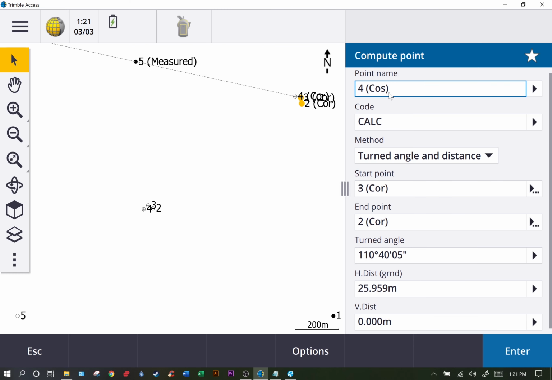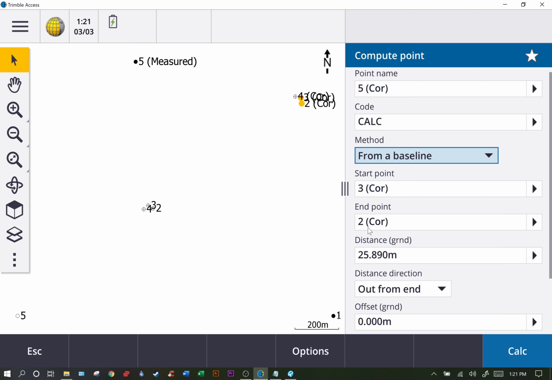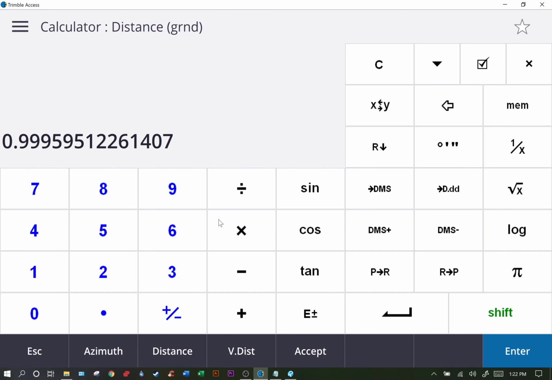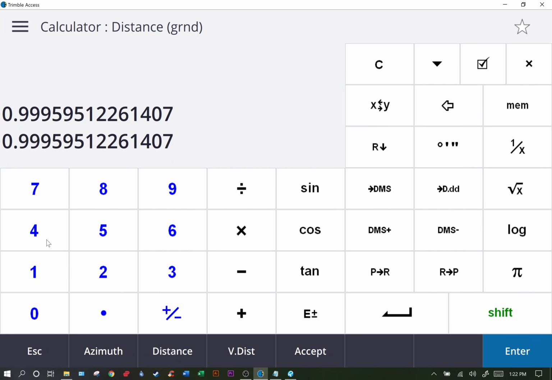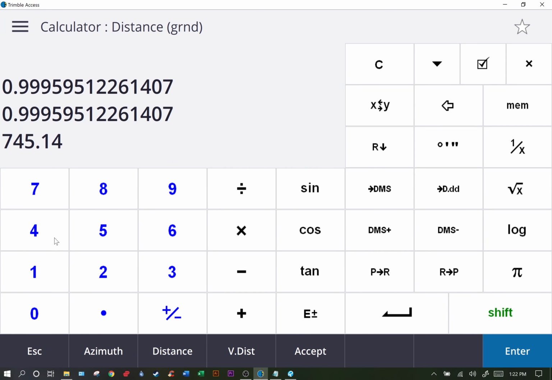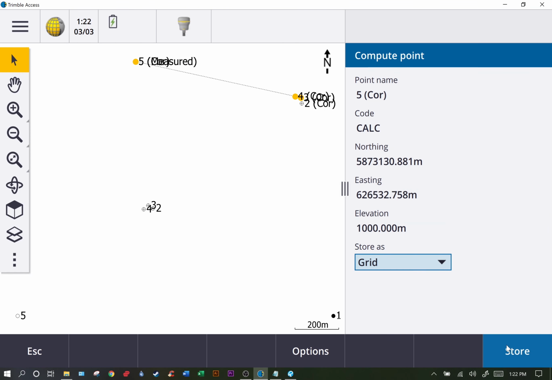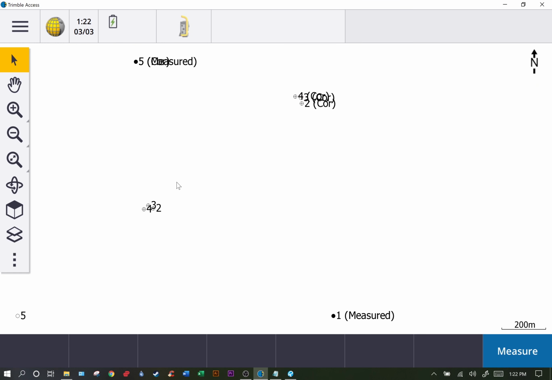So there's 0.4. Next, 0.5, we're going to call it 0.5 corrected. I'm just going to do it from a baseline again, because I think it's easier. 3 to 4, and the distance for that leg is 745.14. Multiply the 2 and accept. Perfect. So now I can get out of here and pan out a little bit.